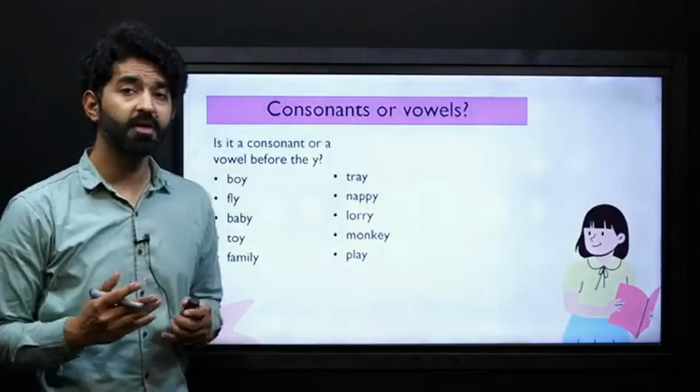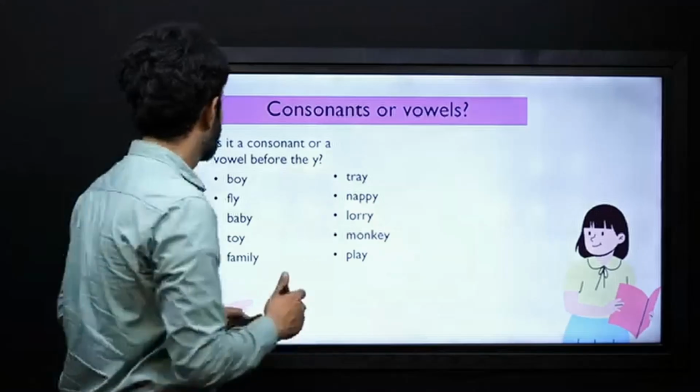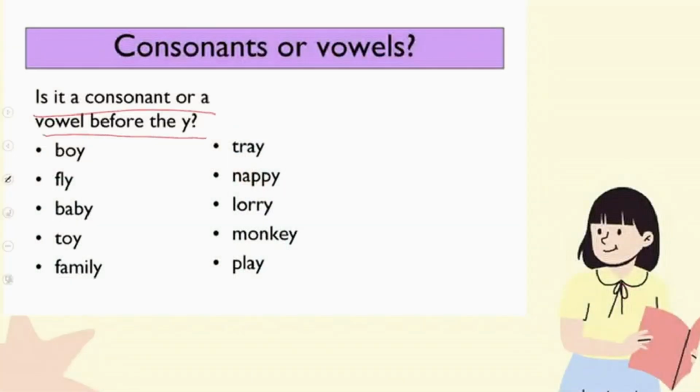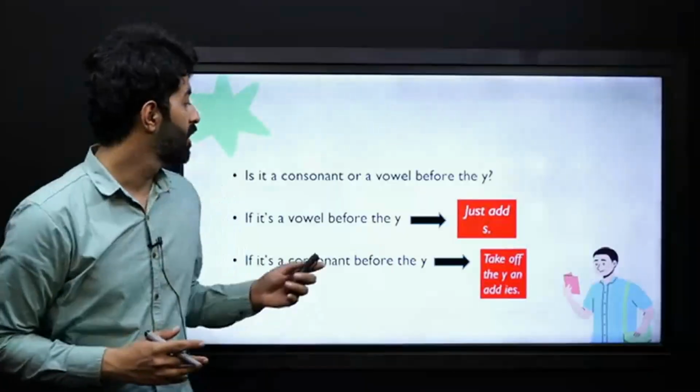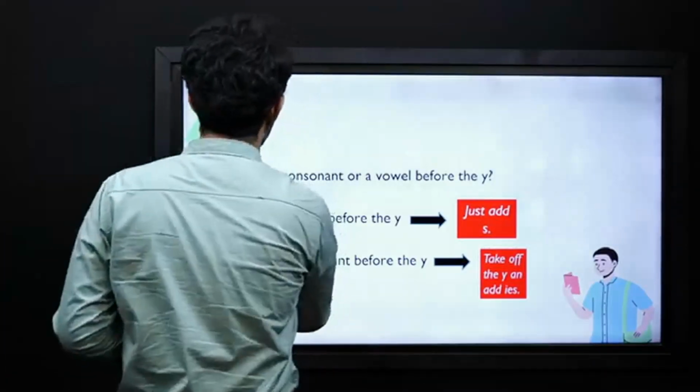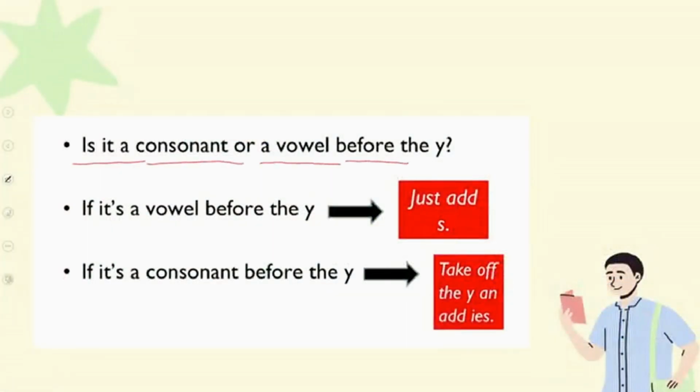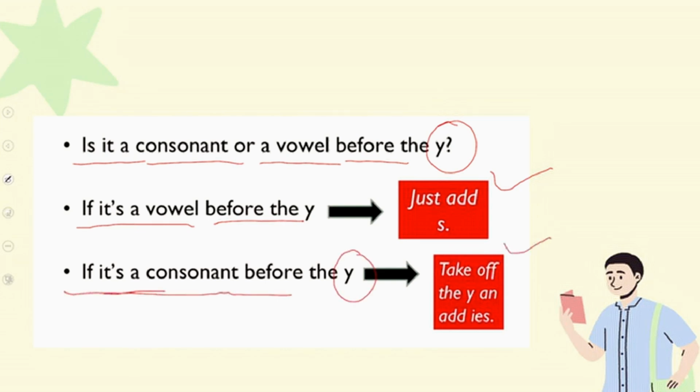Now, can you tell whether these are consonants or vowels? Is it a consonant or a vowel before the Y? So here we have a vowel, here we have a consonant. So you can identify them, and also you can pluralize these for your practice. Now let's see this one. Is it a consonant or a vowel before the Y? If it's a vowel before the Y, you just add S. My dear learners, we are revising our rules. If it's a consonant before the Y, take off the Y and add IES. It's as simple as that.